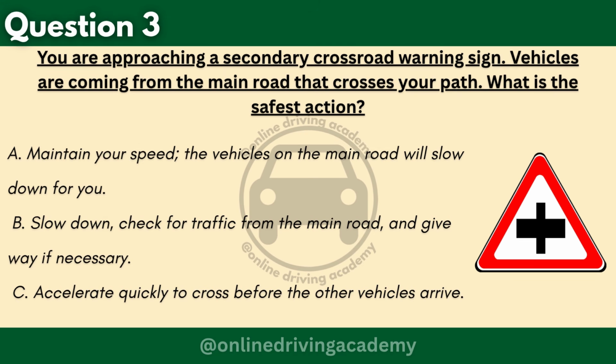You must reduce your speed, you must look both ways, and you have to give way to vehicles on the main road. Therefore, if we're taking a look at our three options, only option B gives us those choices. Therefore, option B is our correct answer.